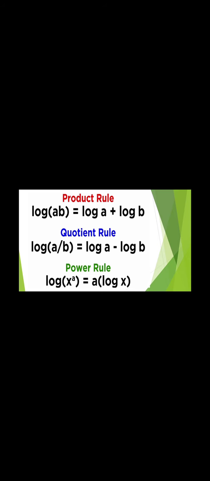Now that we know these rules, let's practice a bit. Try log base 4 of the square root of x over 16y squared. The first thing we notice is that we have a quotient, so let's break this into log of root x minus log of 16y squared.